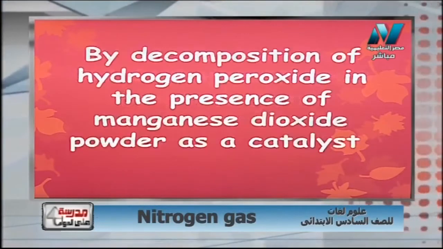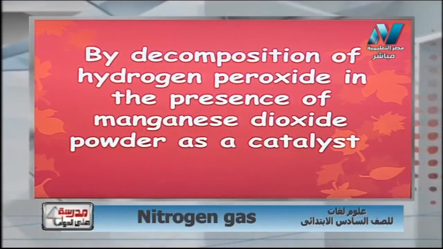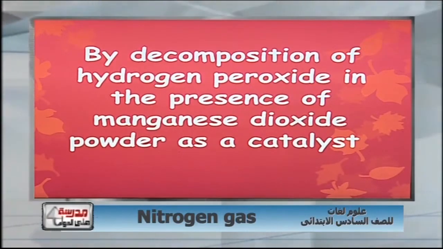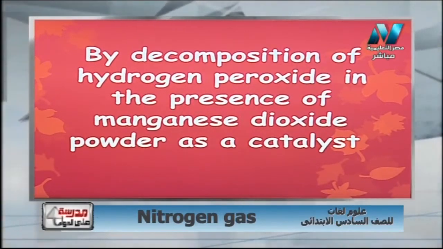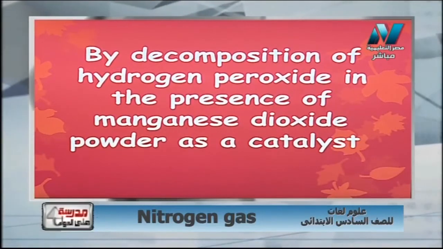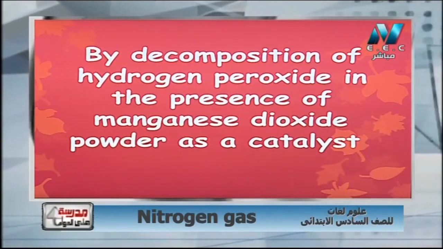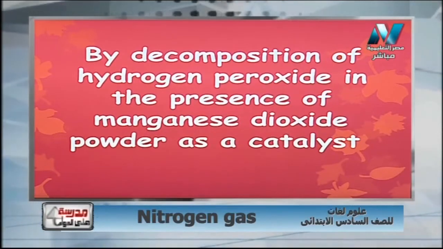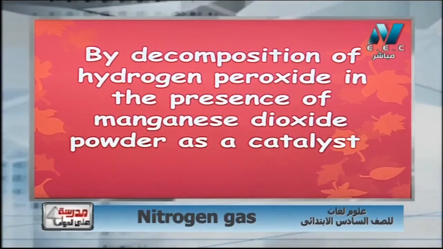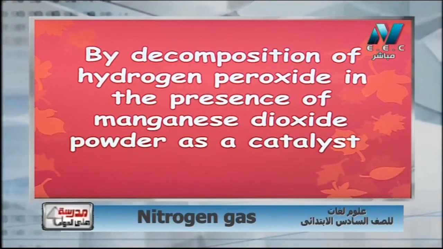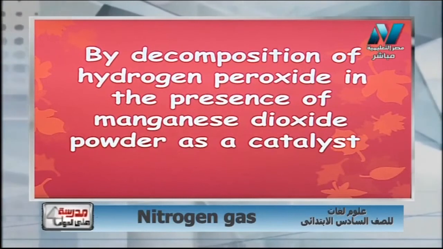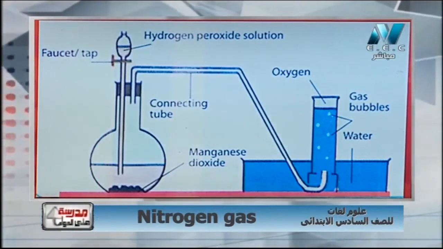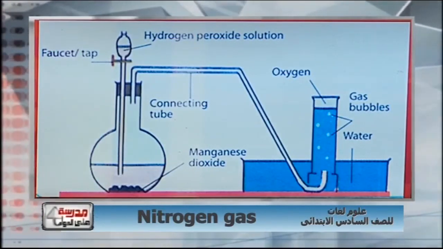We can prepare oxygen gas by the decomposition of hydrogen peroxide, or what we called oxygen water, in commercial language. In the presence of a very important substance called manganese dioxide powder as a catalyst, which played an important role. Again, we can prepare oxygen gas by the decomposition of hydrogen peroxide in the presence of manganese dioxide powder as a catalyst.